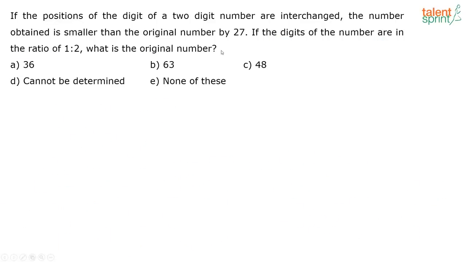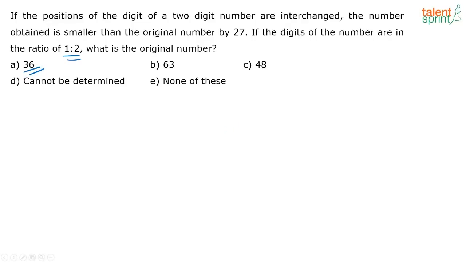See, check with the options. Now they are saying that the digits of the number are in the ratio 1:2. Now check for the given numbers. See, in all the three options, 3 into 2 is 6, correct? Similarly, 4 into 2 is 8. That condition seems to be there everywhere, whichever number you take the ratio for. Now what are they saying? When the digits are interchanged, the number obtained is smaller than the original number by 27.